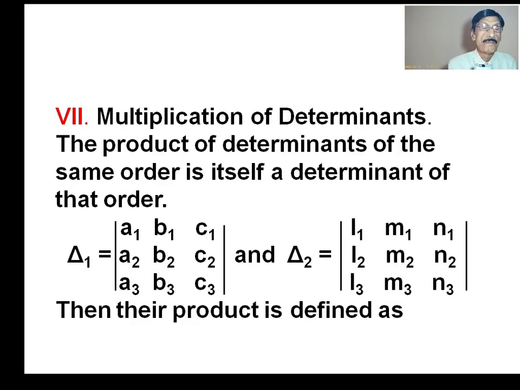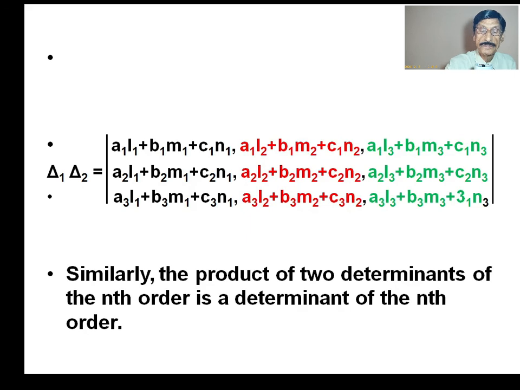Seventh property, multiplication of determinants. How to do multiplication of determinants? The product of determinants of the same order is itself a determinant of that order. So here there are two determinants, delta 1 and delta 2. A, B, C are the elements of delta 1, L, M, N are the elements of delta 2. We are to multiply these. How to multiply?